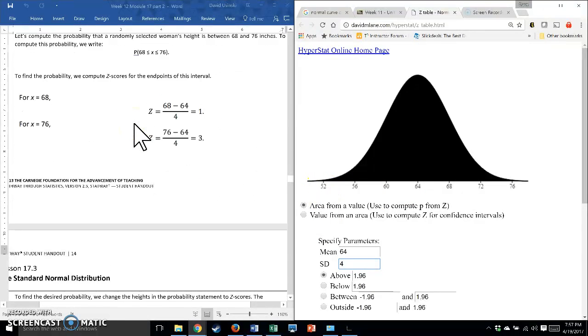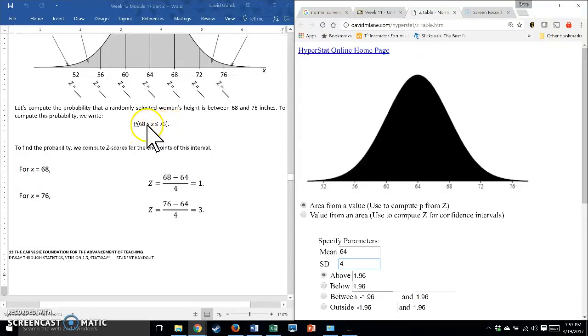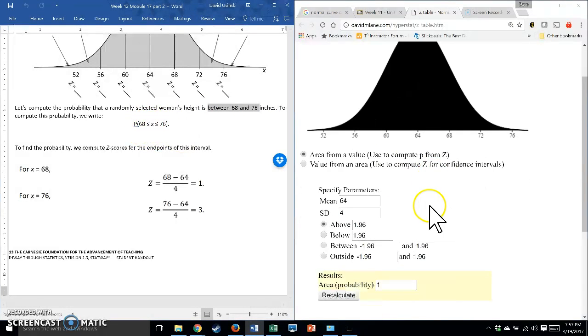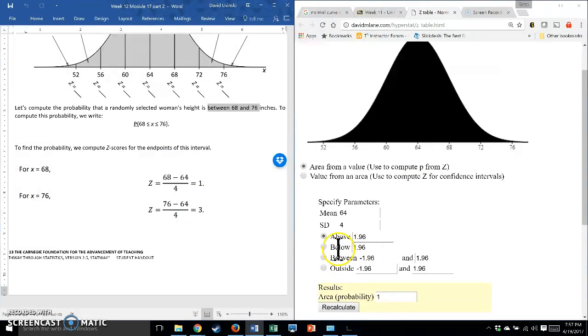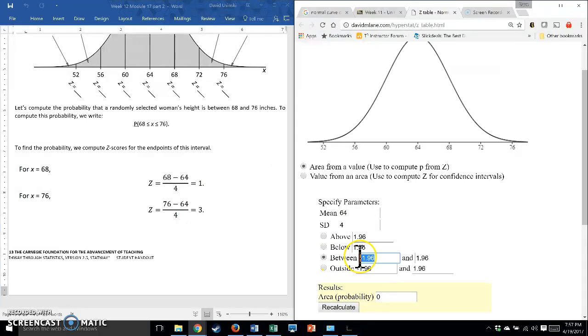Alright, so let's take a look at some of the questions they might ask. The first question is, what's the probability that a randomly selected woman has a height between 68 and 76 inches? This is how I would write it as a probability statement. Over here on the right, all I have to do is change this radio button. Remember, this is key to between. I type in 68, 76, and hit enter or recalculate, and it shows me that it's about 16%. So 16% of the women are 5'8" through 6'4", which seems a bit high.